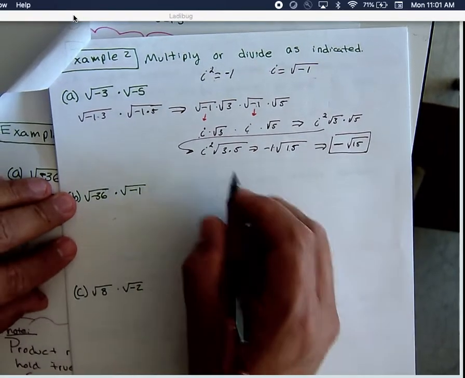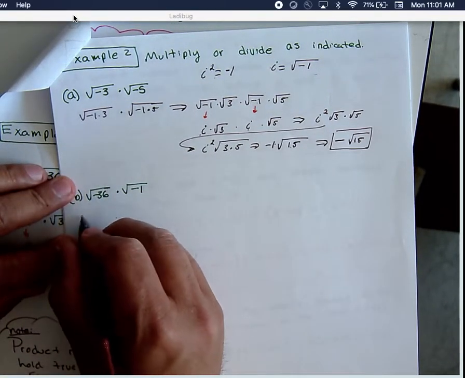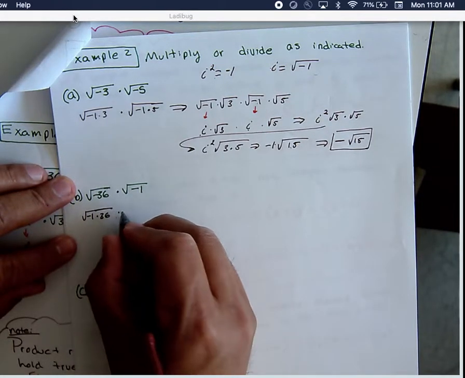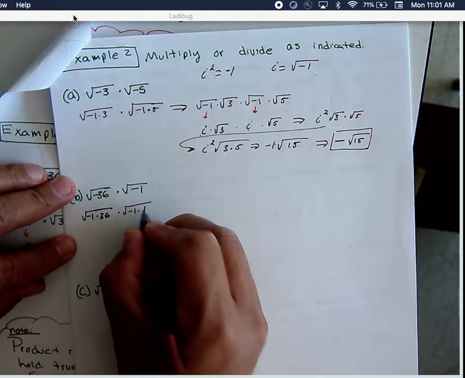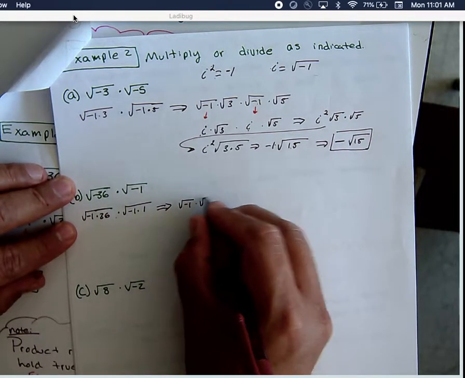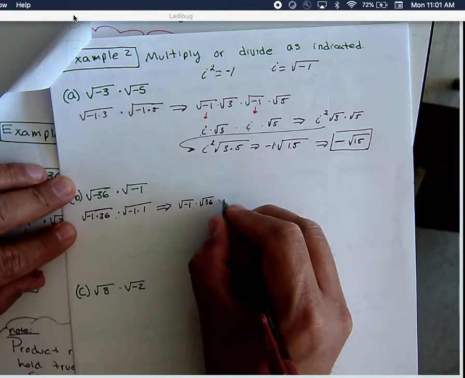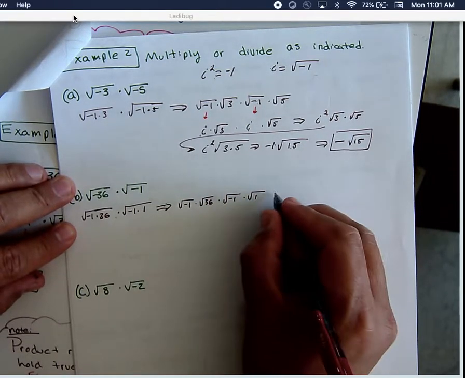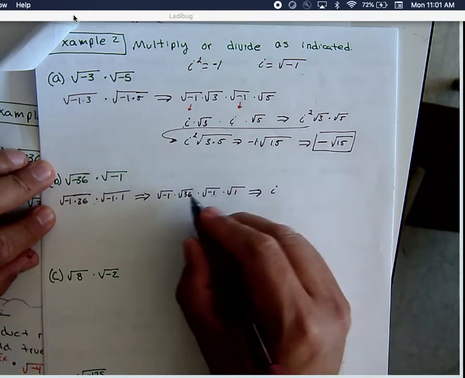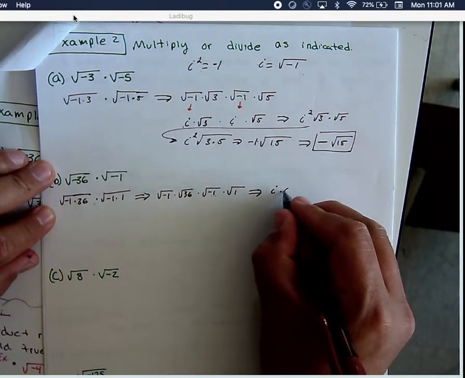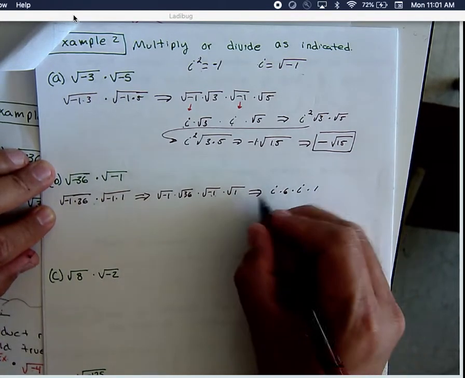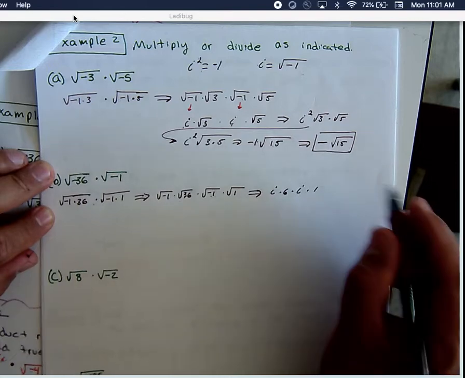Okay, for this one, again, I'm going to separate that negative. So that's negative 1 times square root of 36 times square root of negative 1 times square root of 1. And you know that these two become I. This becomes 6, right? Square root of 36 is 6. This becomes an I again, and this one becomes a 1, right? 1 times 1 equals 1.